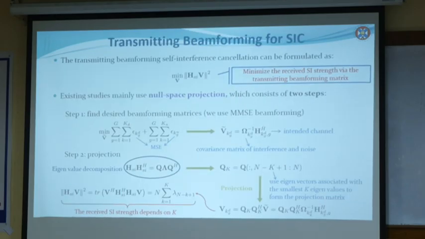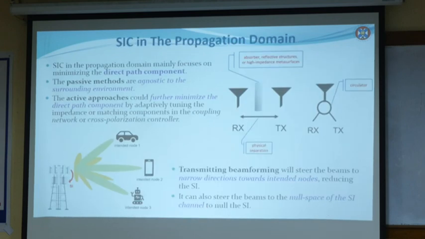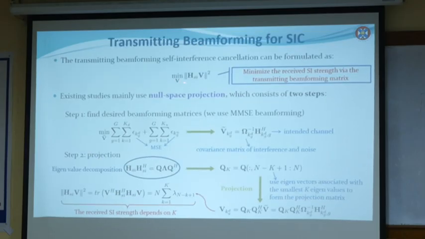So transmit beamforming is the one I'm going to tell you now. We can do transmit beamforming or null space projection, etc. What you do is you find a beamformer matrix V which minimizes this. This is the self-interference channel, H_SI, and V is a precoder or beamforming matrix. So you find a V that minimizes H_SI times V. This is called a null space projection technique. So you transmit in the null space of the self-interference channel.